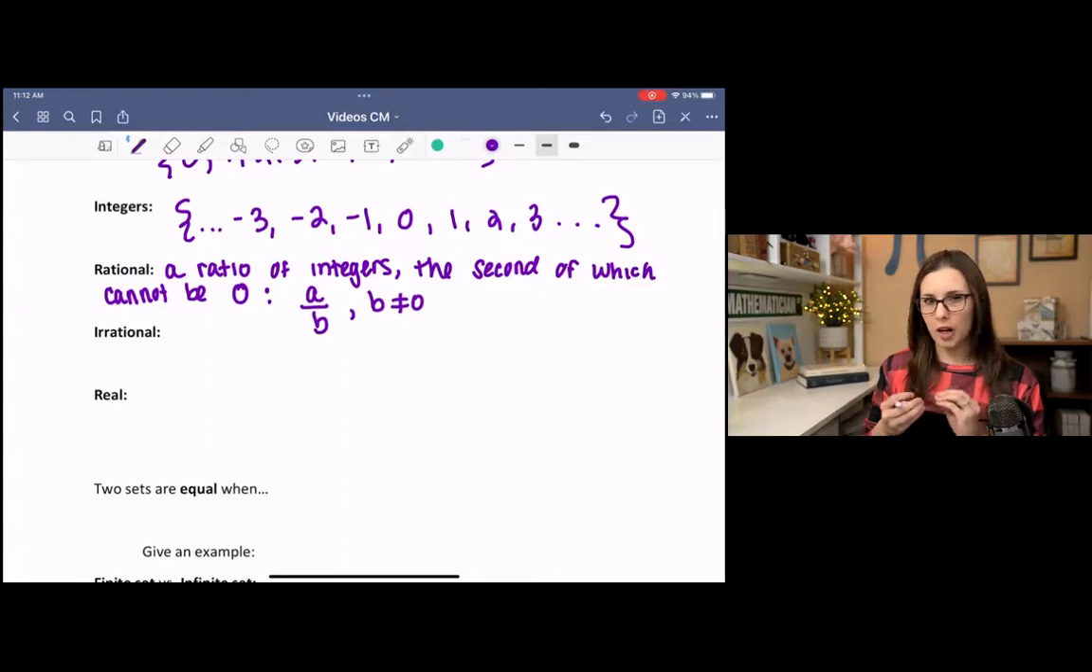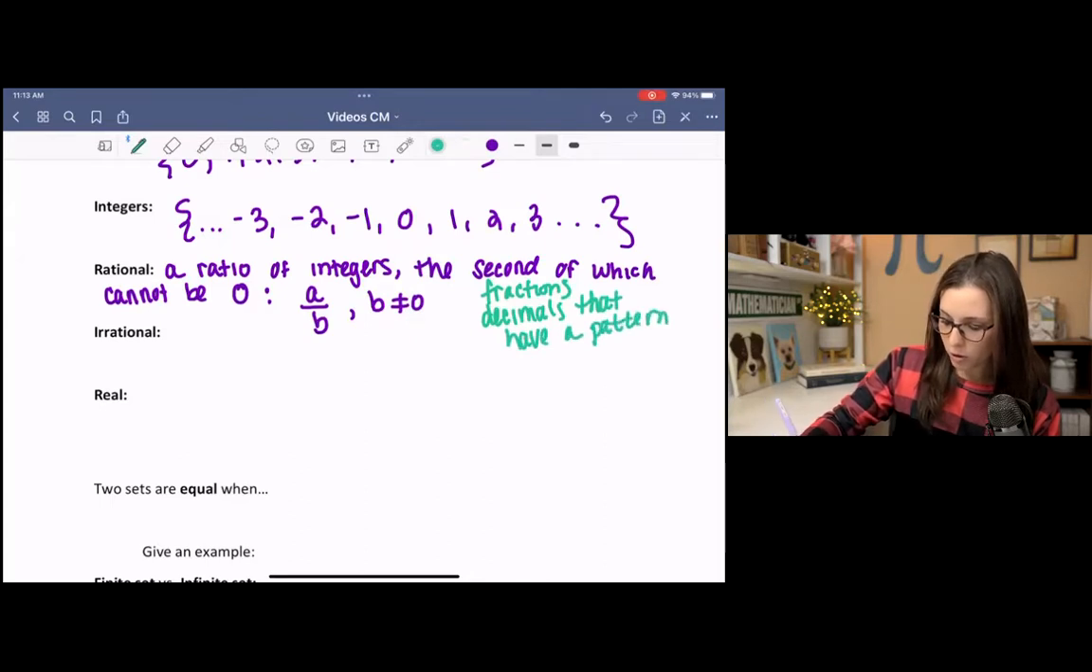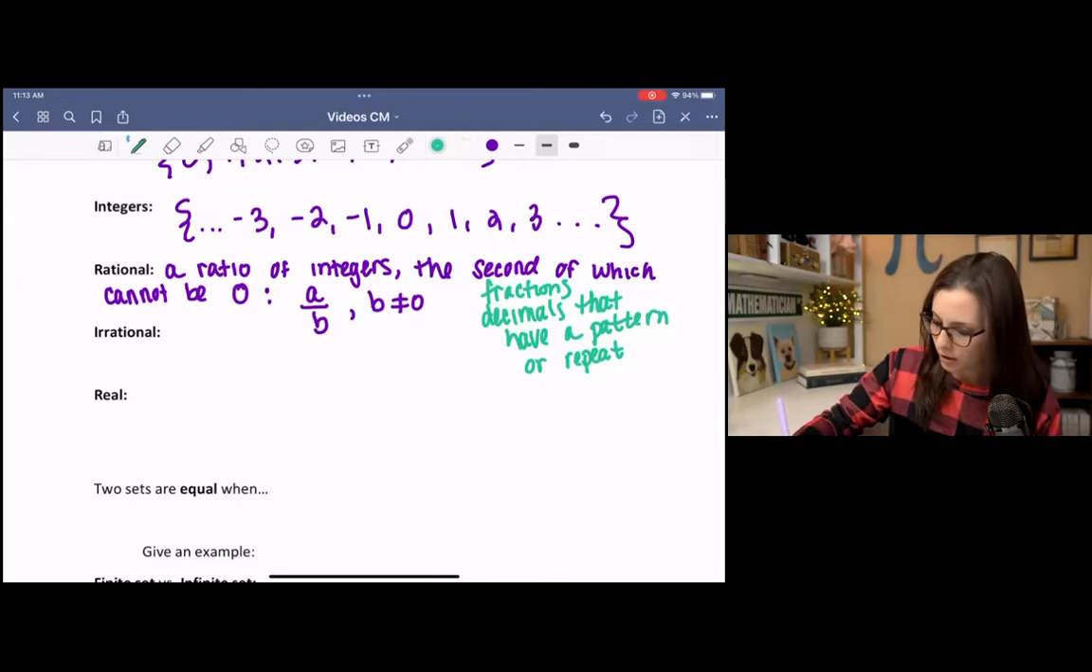So it's kind of tricky. You kind of have to look for it a little bit, but anything that can be converted to a fraction is a rational number. These are going to be fractions, obviously, and then decimals that have a pattern or repeat. So when you're looking for those rational numbers in disguise, any of the decimals that have a pattern like 1 2 1 2 1 2 1 2 or repeating or terminating, sorry.